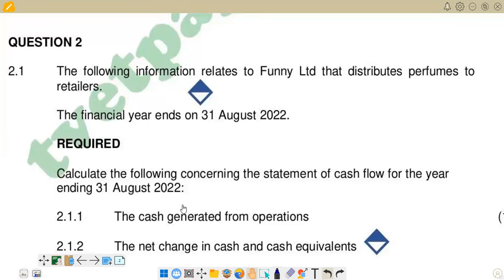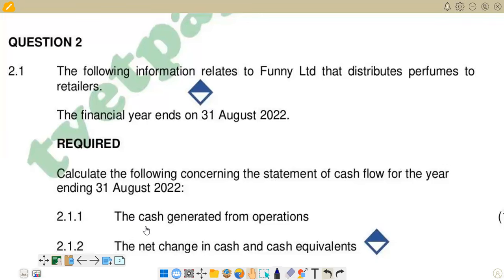In this calculation, we are going to adjust for non-cash items first. We remove non-cash items. Remember, the figure that we are going to start with when calculating cash generated from operations is profit before tax. And remember, to arrive at the profit before tax, we adjust for non-cash items, e.g. depreciation. We also adjust for profit or loss on disposal. We've also got figures for provisions. Those figures that I've mentioned are non-cash items. There's no cash movement, so we need to readjust them.